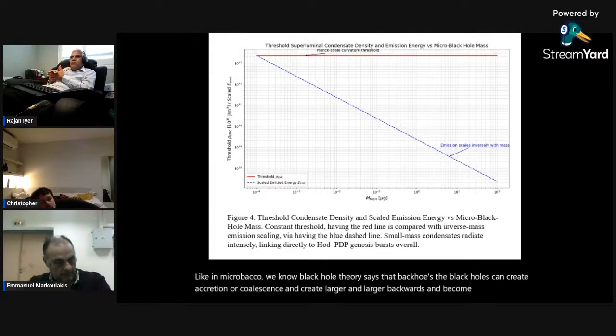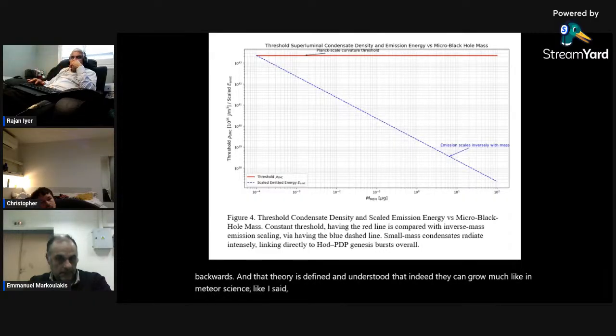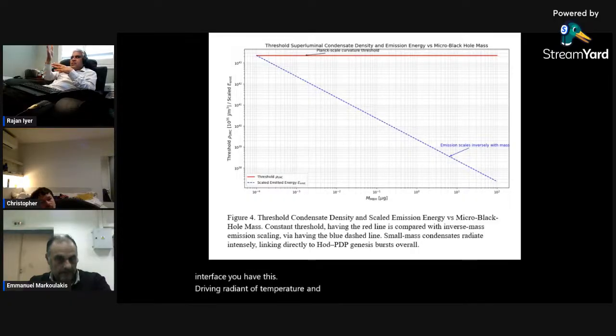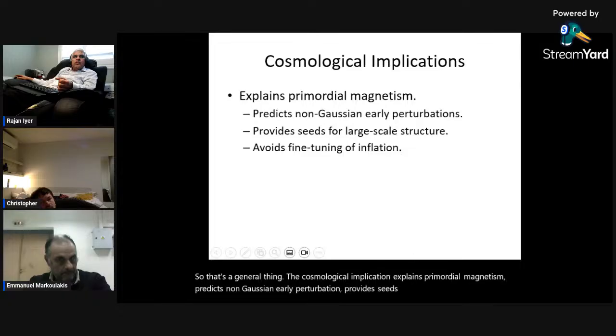And that theory is well defined and well understood, that indeed they can grow, much like in material science, like I said, the nucleation growth mechanism, a very similar situation. Because at the interface, you have this driving gradient of temperature and other things, the field inversion happens, and that drives the mechanism of growth. So that's the general thing. The cosmological implications: it explains primordial magnetism, predicts non-Gaussian early perturbations, provides seeds for large-scale structure, and avoids fine-tuning of inflation.